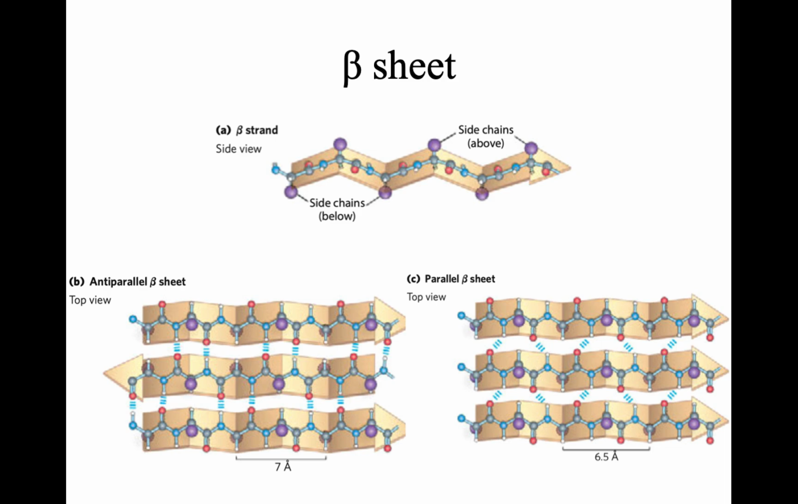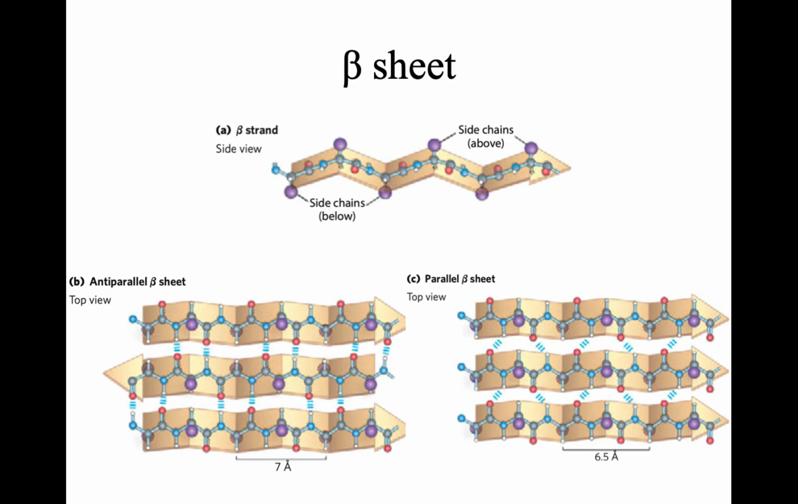In the anti-parallel beta sheet, as you can see here, these dotted lines indicate the hydrogen bonds. In this case, the interchain hydrogen bond is formed between the carbonyl oxygen of one polypeptide chain and the amide hydrogen of the other polypeptide chain, in the anti-parallel beta sheet and also in the parallel beta sheet. In the parallel beta sheet also, the hydrogen bond is formed between the carbonyl oxygen of one polypeptide chain and the amide hydrogen of the other polypeptide chain.